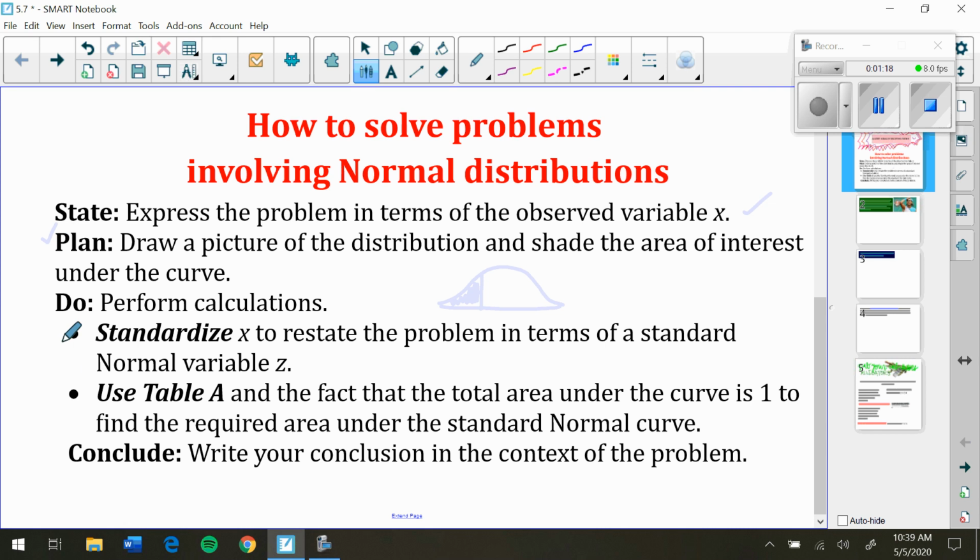In our do, we're going to perform calculations, which is two steps. We need to first standardize x. Let's say we want to know what's the probability that we get less than a 25% on a test. Hopefully it's a very small chance. We first need to change that 25% to a z-score. So standardize that variable and then restate your problem in terms of z. And then we use table A, so that big table at the back of your book, to find the probability. And then last but not least, write a conclusion. So make one final statement in the context of the problem.